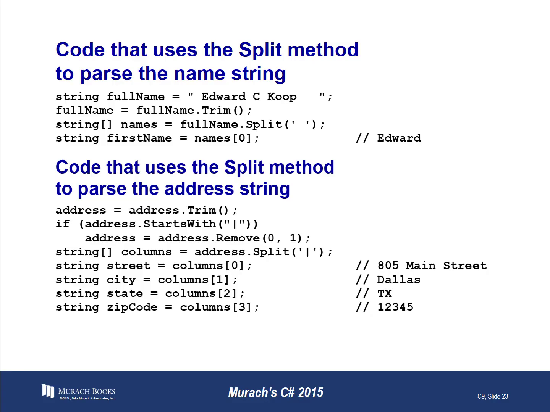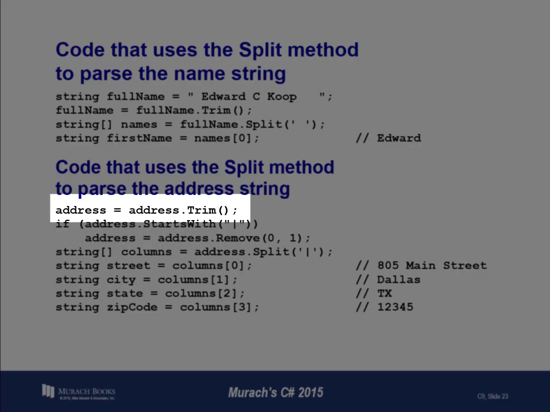This will automatically build an array that is as large as it needs to be. So if Edward C. Coop's name was Edward C. Coop Jr., we'd have 4 different entries. Edward would be in position 0, C would be in position 1, Coop would be in position 2, and Jr. would be in position 3. In this case, if your name was 16 different words, you'd have 16 different entries in an array with 16 different positions. We can use the split method on our address as well.